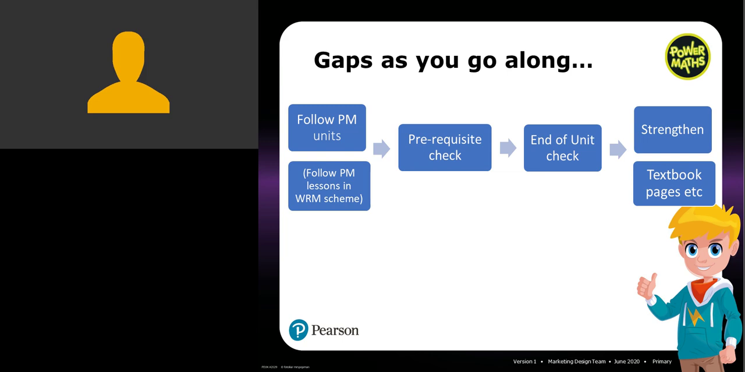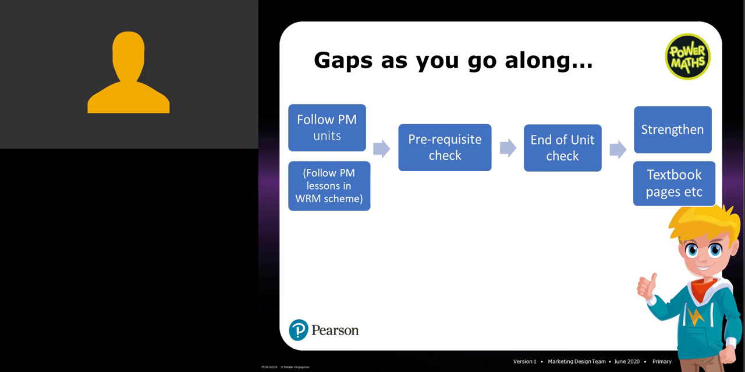Do you know about the strengthen activities? Do you know where those are? So if you go into any unit in Power Maths in Active Learn, you will see a strengthen activity in that unit that you can launch. And that is for children whose understanding is not as robust as you would like it to be, to do some follow-up work. So that is a little bit on helping to fill gaps as you move through the Power Maths units.